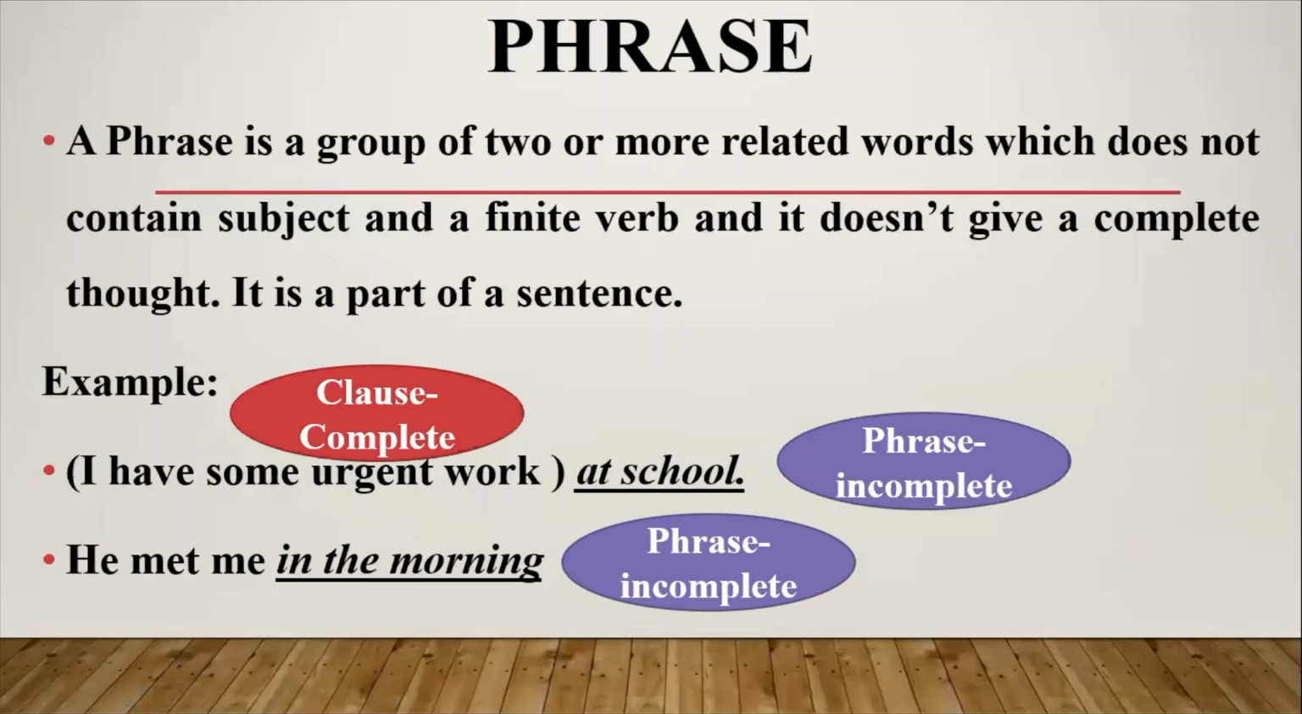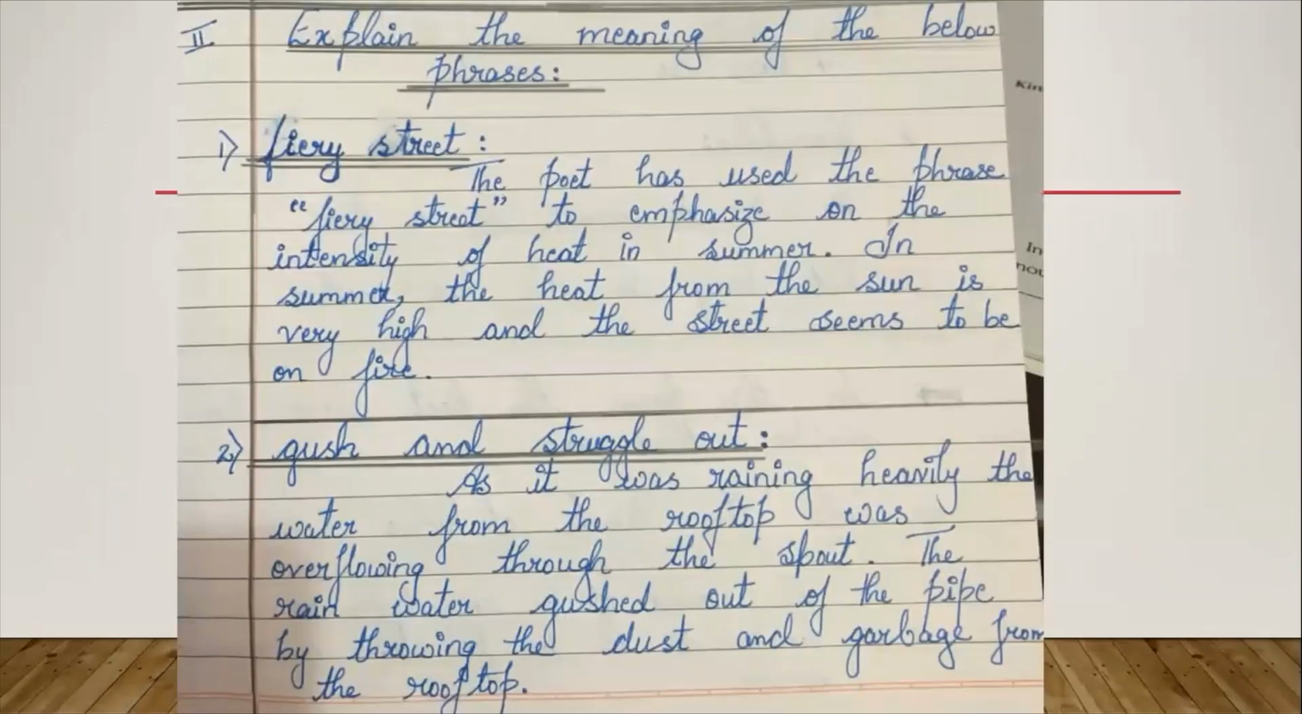Now in the CW they have asked for explaining the meaning of the phrase. So here the phrase given is Fury Street. This is a picture of the CW notes which you'll be getting now. The poet has used the phrase Fury Street to emphasize the intensity of heat in summer. So what does fury mean? Fire, right? Something burning. That is called fury, very hot. So intensity of heat in summer. In summer, the heat from the sun is very high and the street seems to be on fire. So you understood the meaning of this, right?